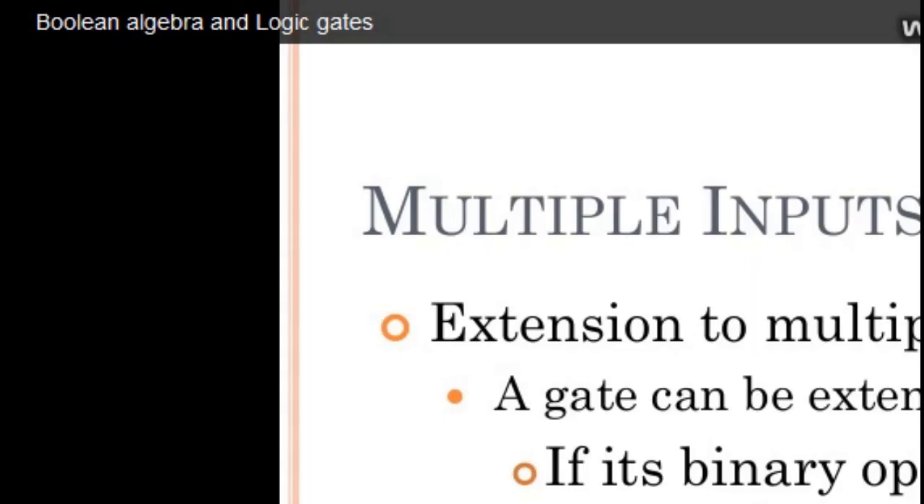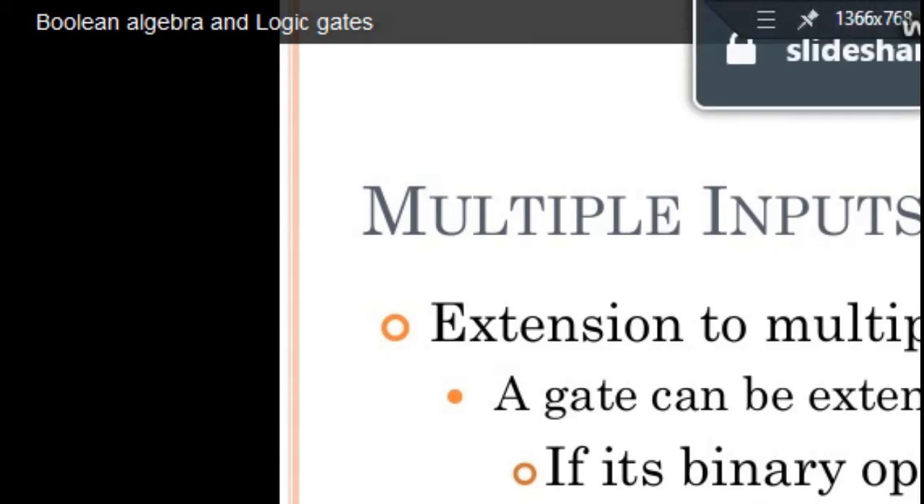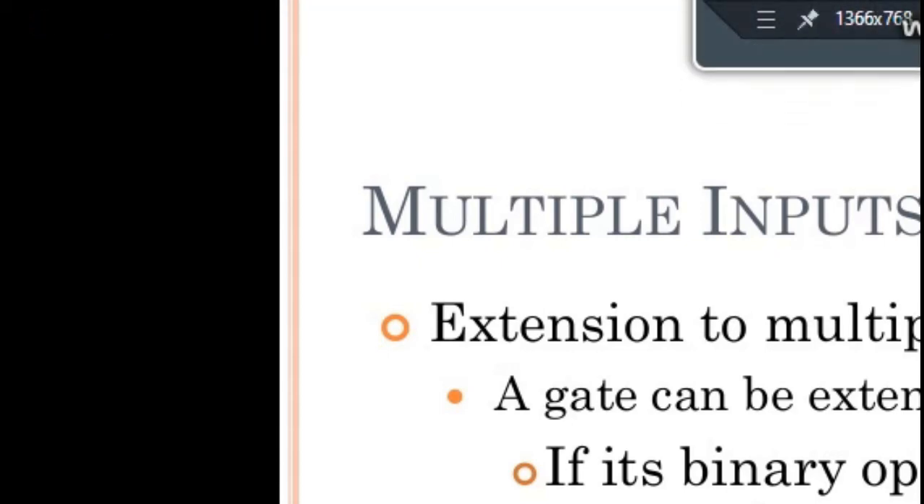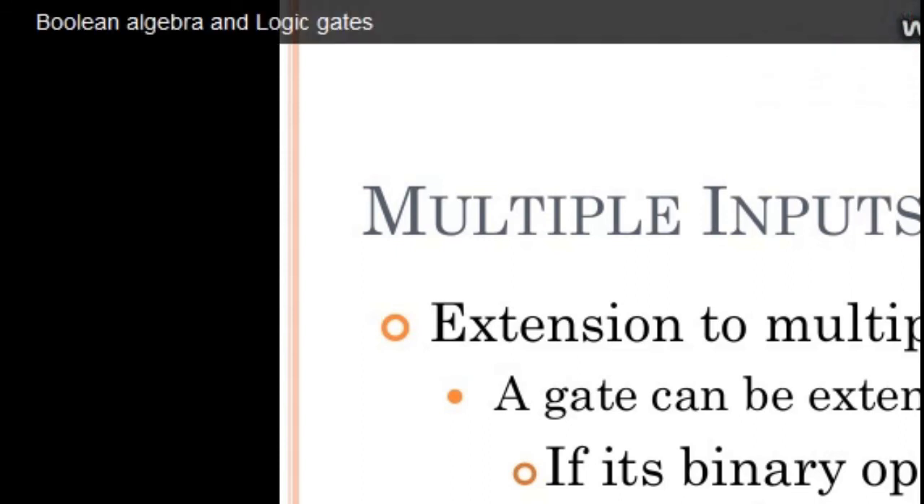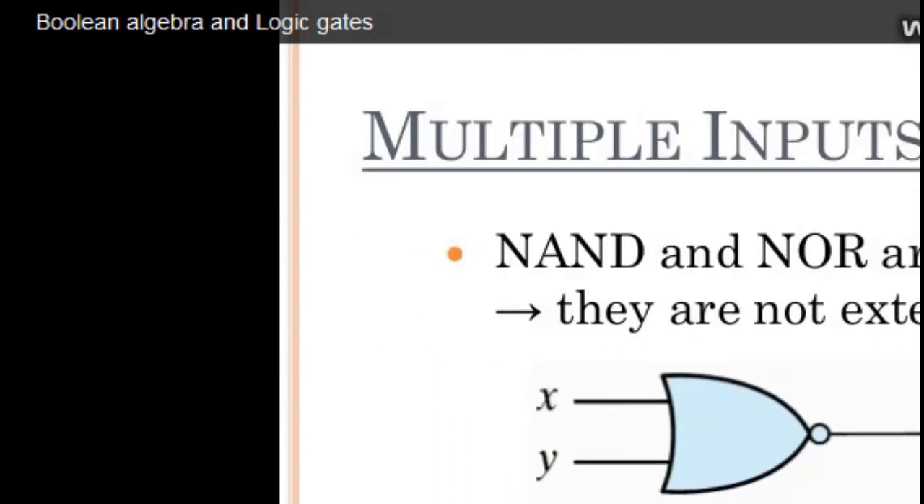Multiple input. Extension of multiple input. A gate can be extended to more than two inputs if its binary operation is commutative and associative. AND and OR are commutative and associative. OR is x plus y is equal to y plus x. In a similar way, AND is xy is equal to yx. So these are the expressions, and we have created the circuit for the given expression.